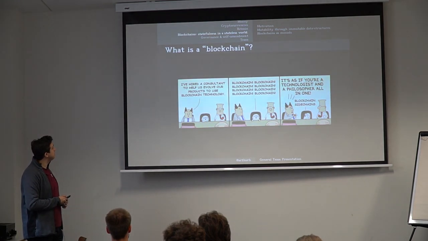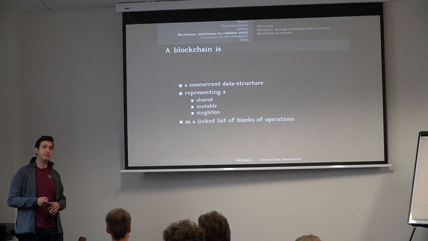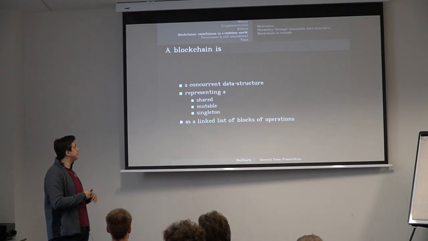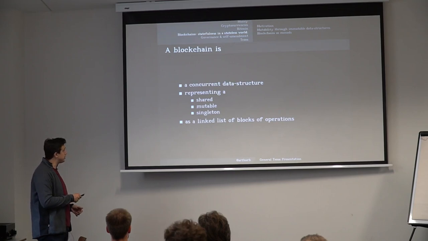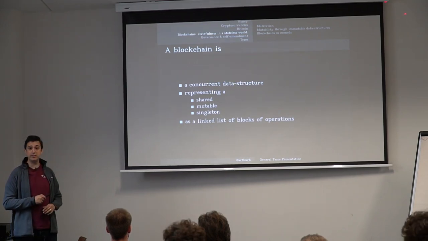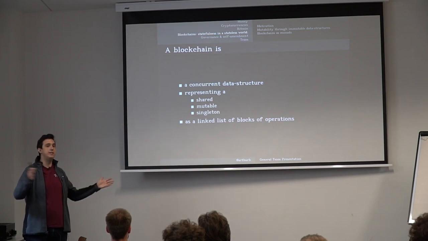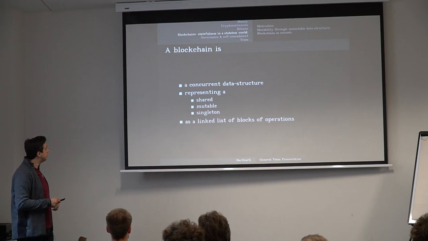So what is a blockchain? It's a concurrent data structure. It's a data structure that many people can access at the same time. And it represents a shared, mutable singleton. Singleton because you only want one value of it. You don't want to have many, many possible blockchains at one time. You want to know which one is the right one.